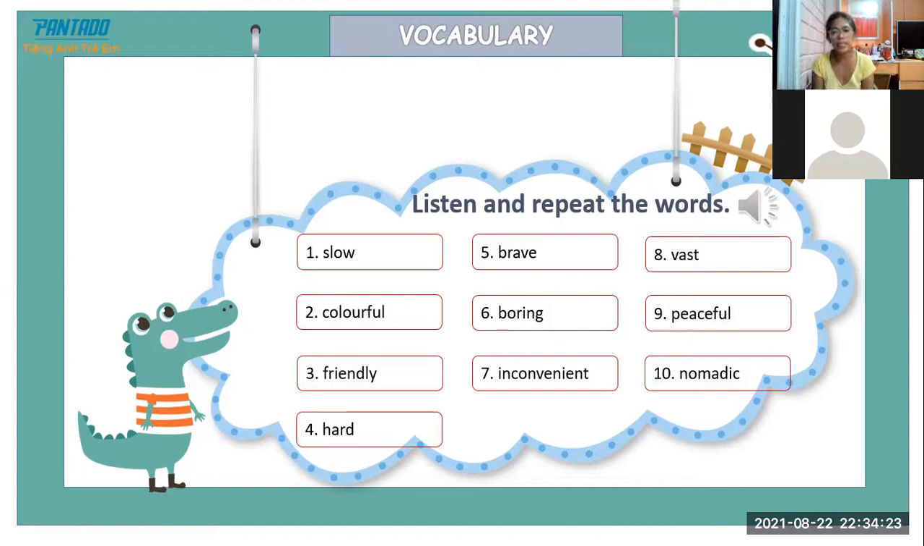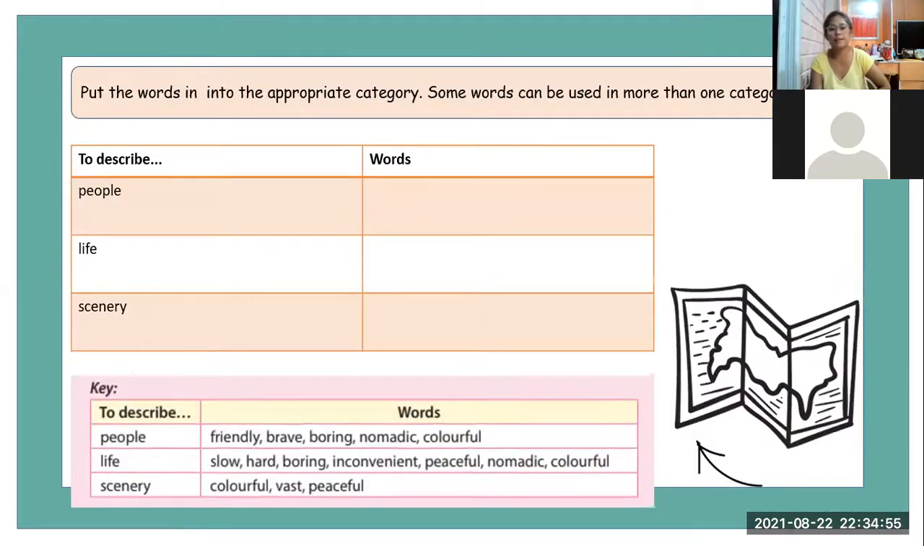7. Inconvenient. 8. Vast. 9. Peaceful. 10. Nomadic. So, Min, do you understand all of these words? Do you understand it, Min? Yes. Okay. Good job. No need to explain.